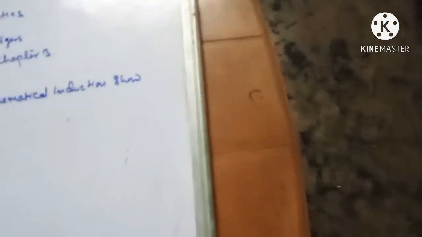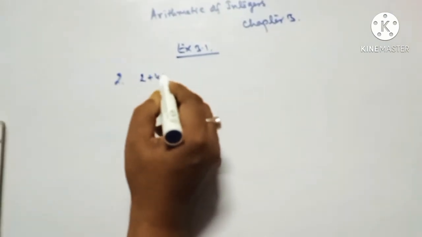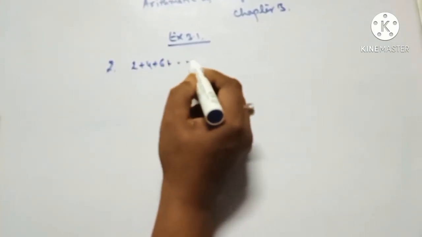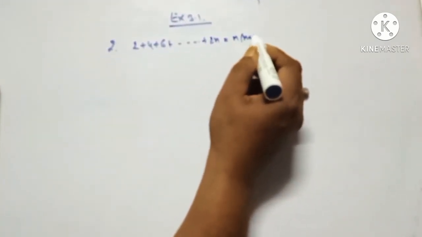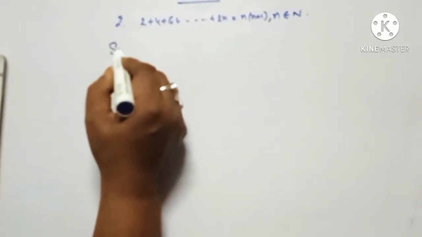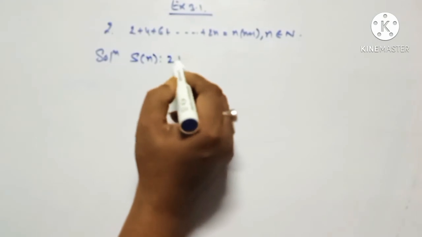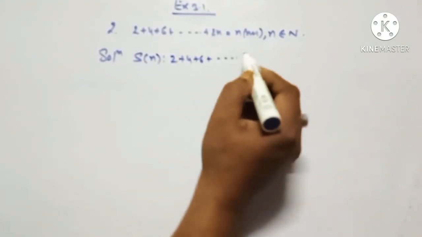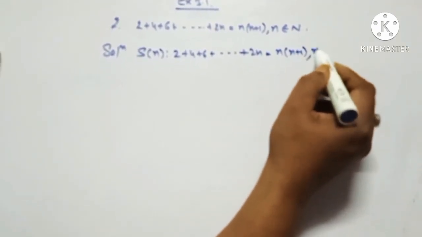Another question, that is question number 2. Here again, 2 plus 4 plus 6 plus dot dot dot plus 2n is equal to n into n plus 1, where n belongs to natural number. So let us take this statement, we are going to represent this statement as Sn.